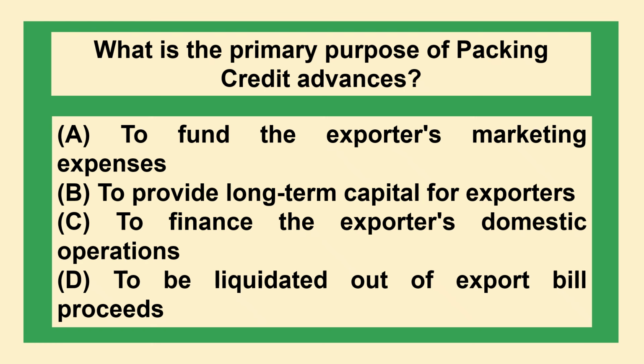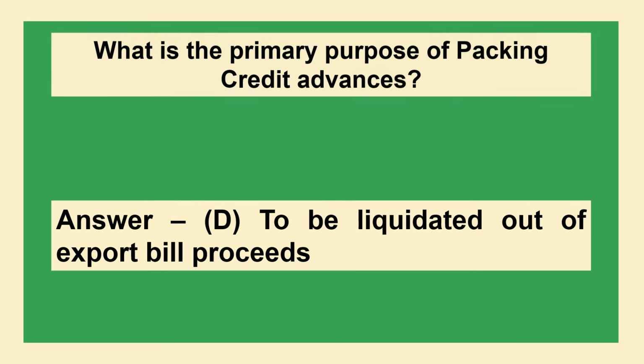What is the primary purpose of packing credit advances? Option A, to fund the exporter's marketing expenses. Option B, to provide long term capital for exporters. Option C, to finance the exporter's domestic operations. Option D, to be liquidated out of export bill proceeds. The answer is option D, to be liquidated out of export bill proceeds.